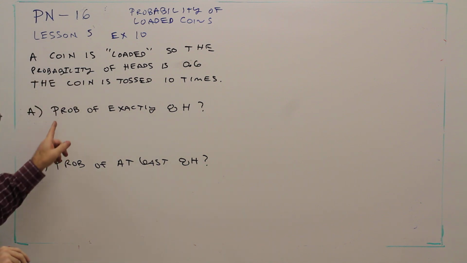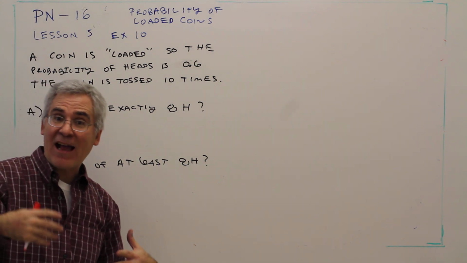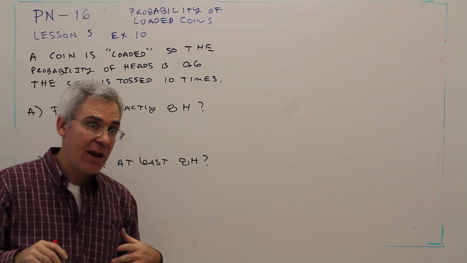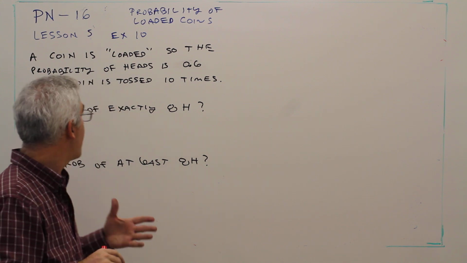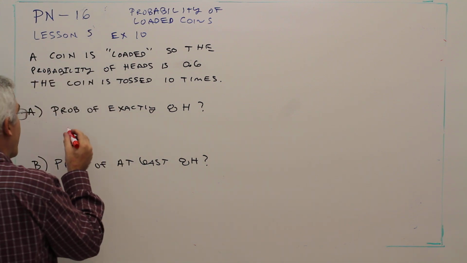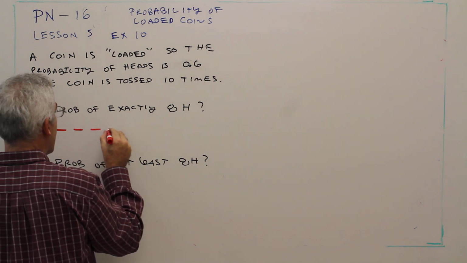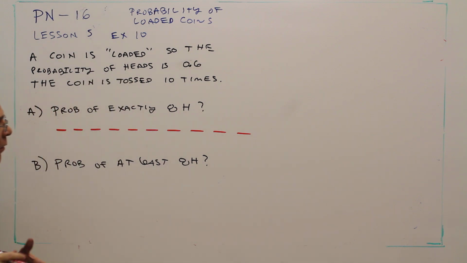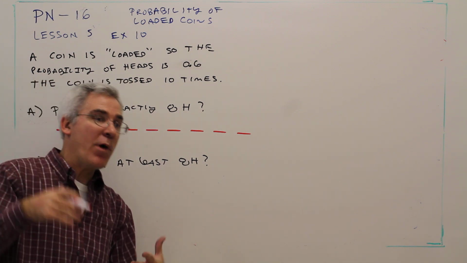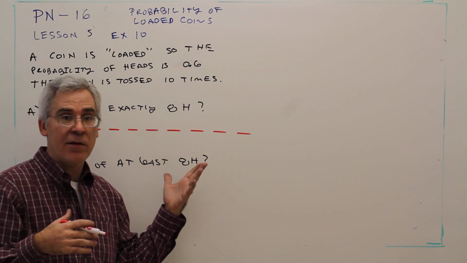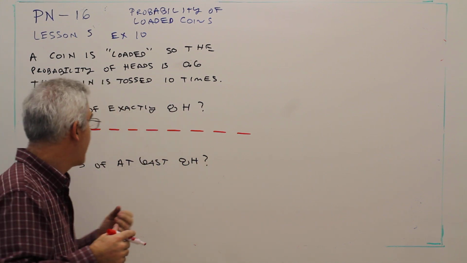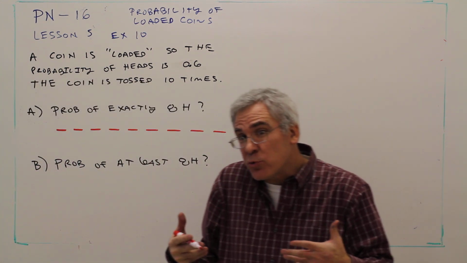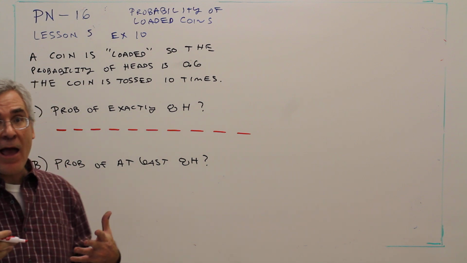Two parts. A, probability of getting exactly 8 heads. Part B, probability of getting at least 8 heads. Okay, so let's just take a look at this. I'm a visual person. 1, 2, 3, 4, 5, 6, 7, 8, 9, 10. What I'm going to do is find out how many ways I can get 8 heads and then deal with the probability. So again, I've got 10 slots and I'd like to choose 8 of them to be heads.